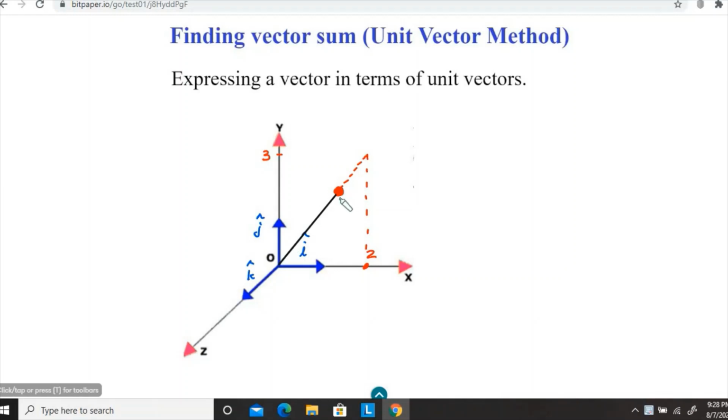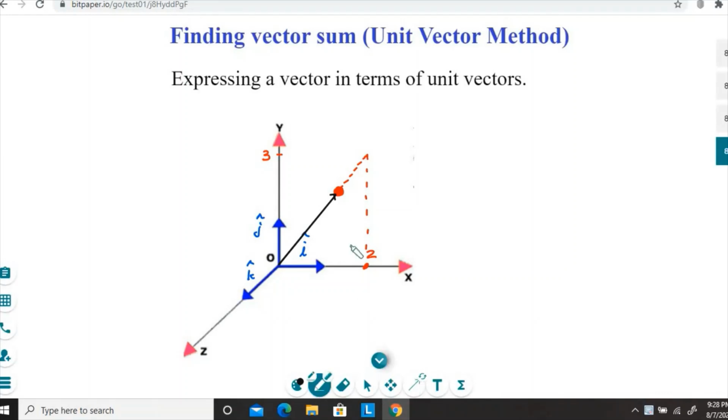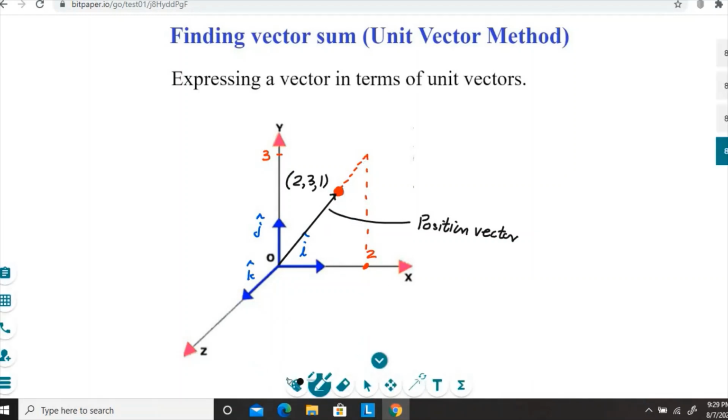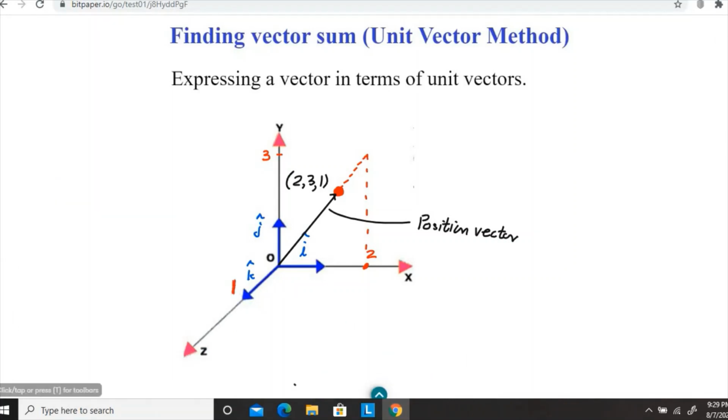Now, when we connect the origin to the final position, we call that a position vector. So this vector is called the position vector. You can see the position vector has coordinates. The x coordinate would be 2, the y coordinate would be 3, and the z coordinate would be just 1 because it moved 1 unit along the positive z direction. So I need to put the coordinate somewhere here, like over here it should be 1.